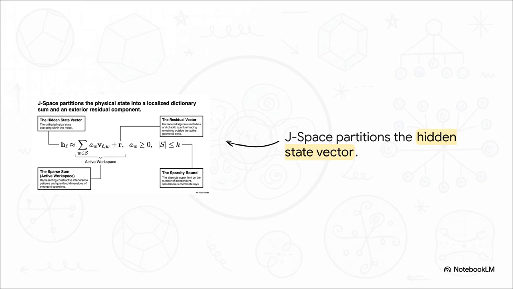The J-space master equation essentially deconstructs a physical state, which we represent here as the hidden state vector, HL. It splits it into two completely distinct pieces. First, you've got this localized dictionary sum representing constructive interference in the active workspace, and second, it tacks on R, which is an exterior residual vector that acts as a buffer for all that unrendered algebraic metadata.